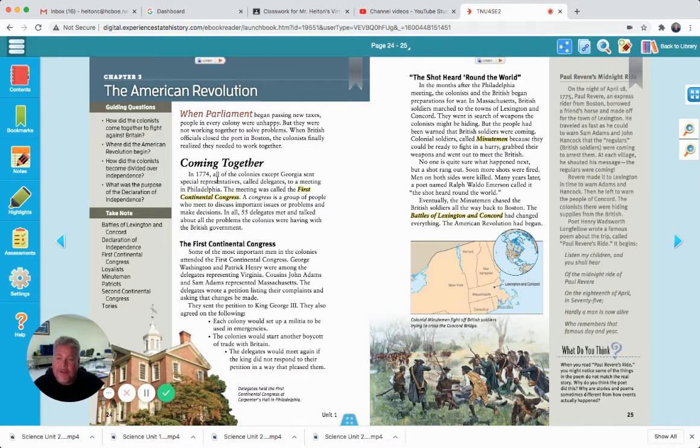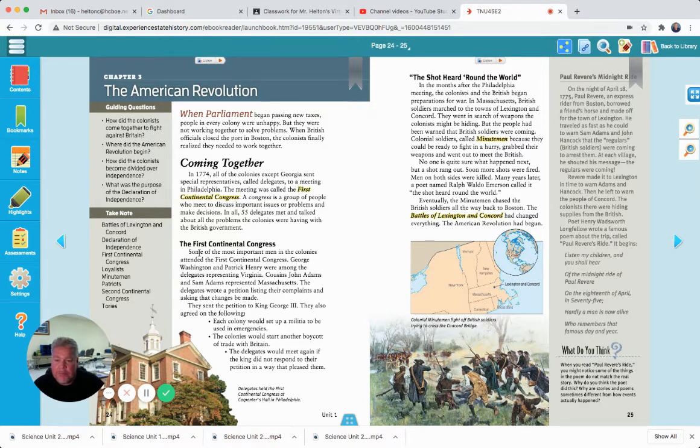In 1774, all of the colonies except Georgia sent special representatives called delegates to a meeting in Philadelphia. The meeting was called the First Continental Congress. So here's that one right there we talked about. A Congress is a group of people who meet to discuss important issues or problems and make decisions. In all, 55 delegates met and talked about the problems the colonies were having with the British government. So it's a group of 55 men from all the colonies except Georgia meeting together to talk about the problems they're having with the British. And it's called the First Continental Congress.